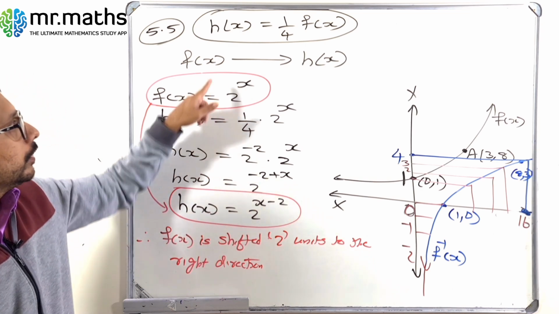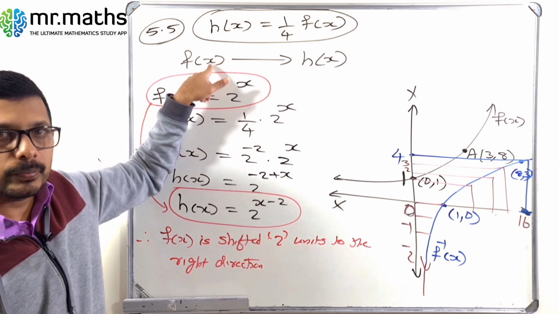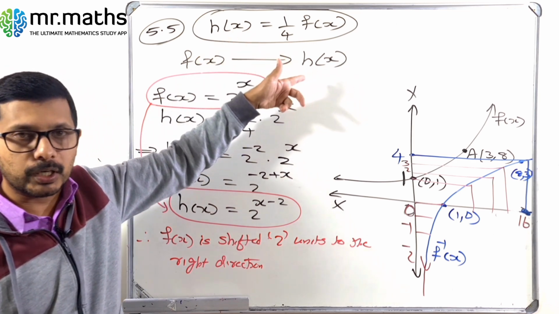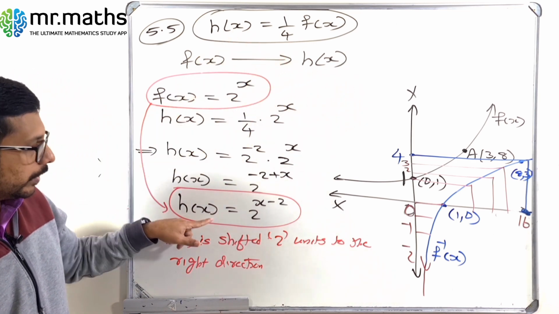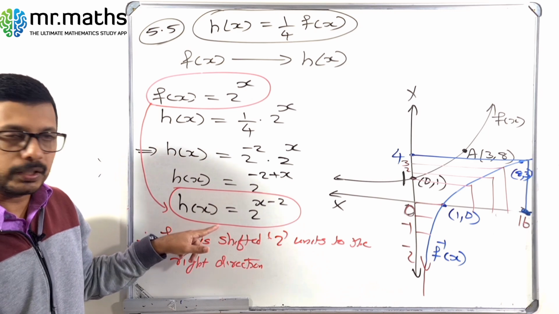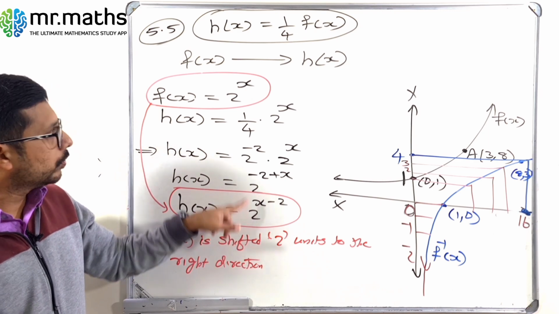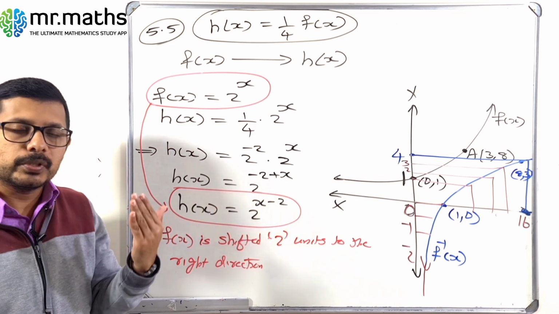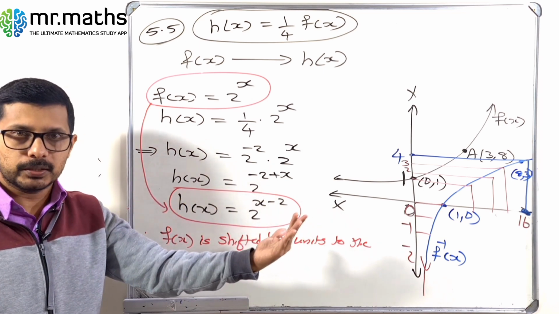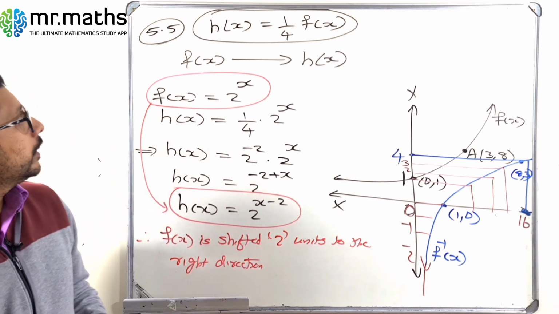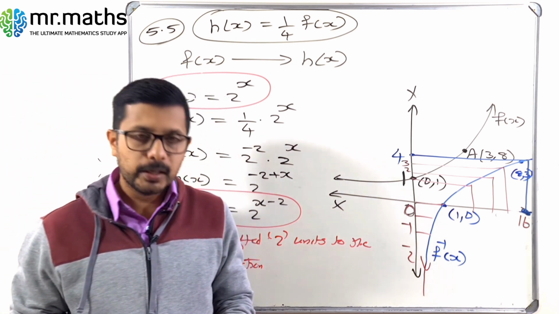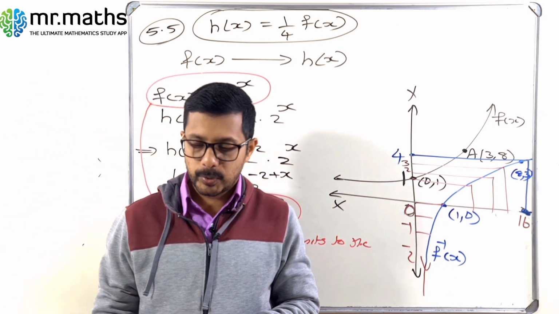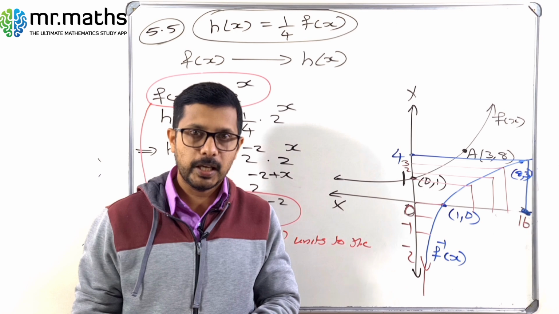And what is the question? We have to write the transformation from f of x to h of x. This is f of x and this is h of x that we got. Here x, here x minus 2. Minus 2 means shifted 2 units to the right. Okay, so guys, that is question number 5.5, and that's the end of the September 2021 Northern Cape paper.